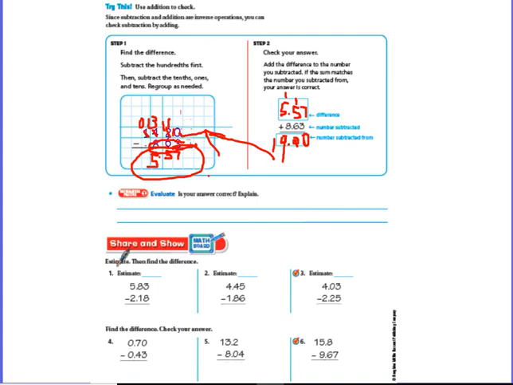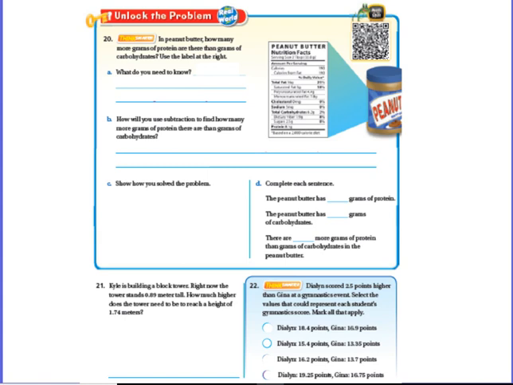So we're going to move down here, and we are going to estimate. And once we estimate, we're going to do this subtraction problem, and we're going to check our work. Please do one from this row and one from this row. Once you get that done, let's go to the next page. I'm missing a page, so just hold on.